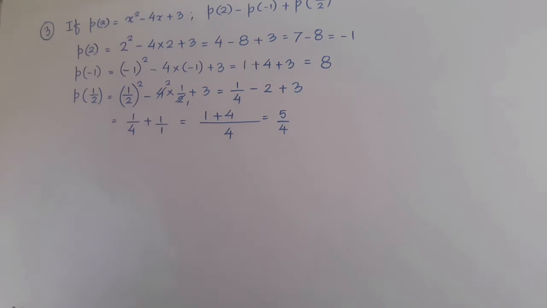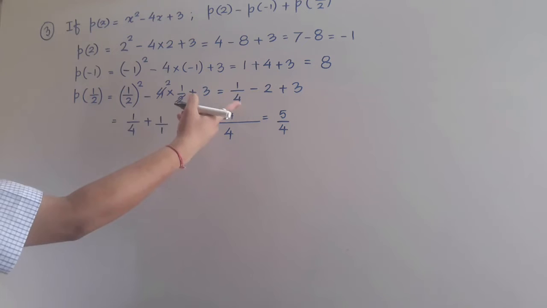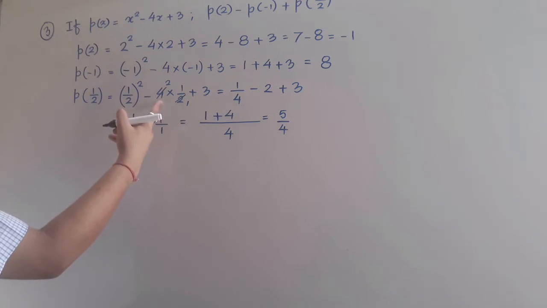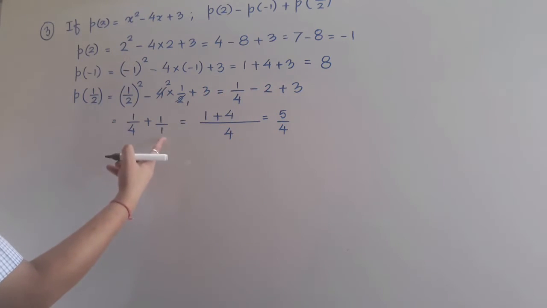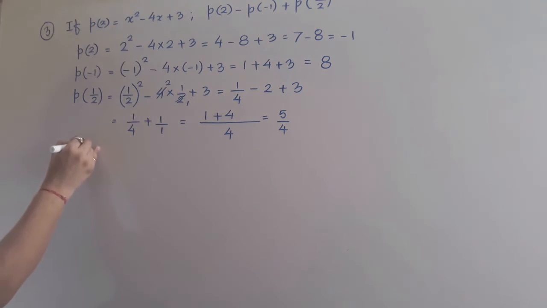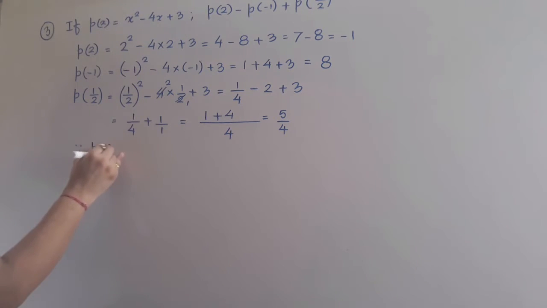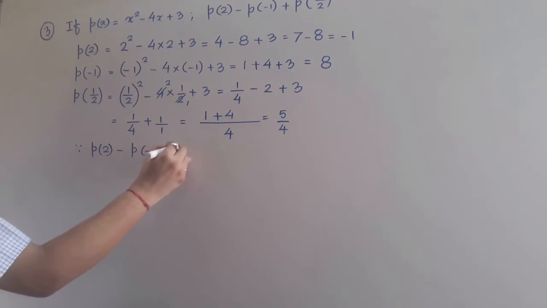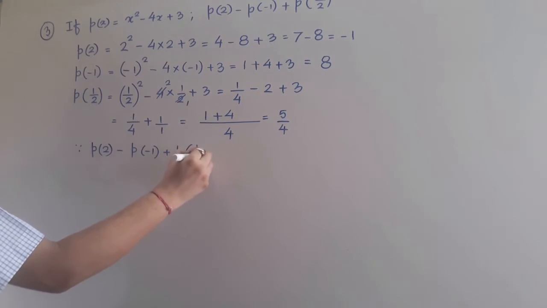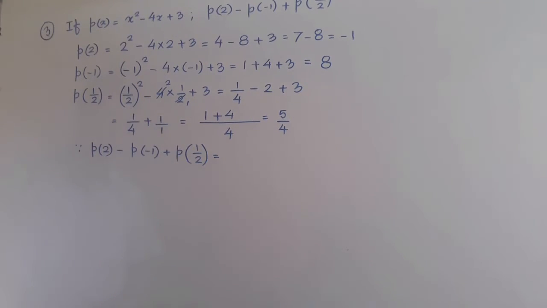Right? Correct till here? Square of 1 upon 2 I wrote 4. Then this one I can cancel. So remaining is minus of 2. 3 minus 2 will become here 1. Then I have taken the LCM and I have solved it. Now let us consider the actual requirement: P of 2 minus P of minus 1 plus P of 1 by 2. Let us put up all the three values.